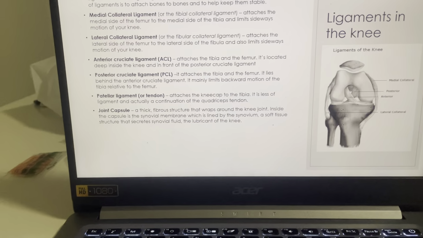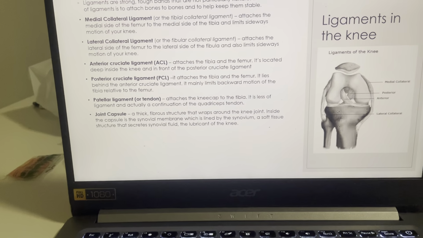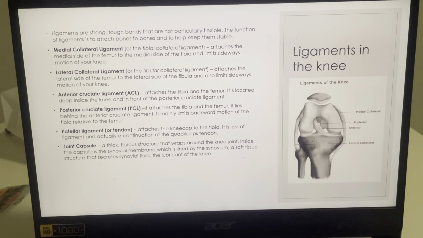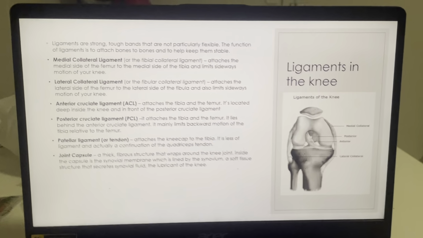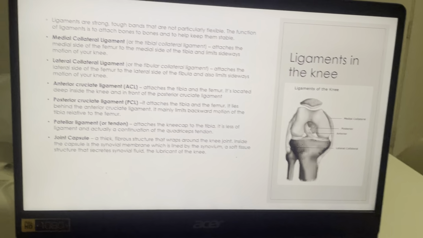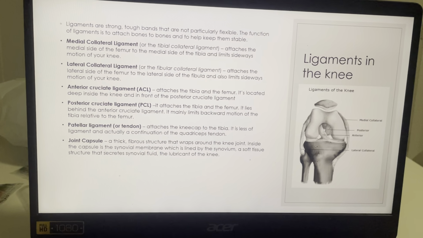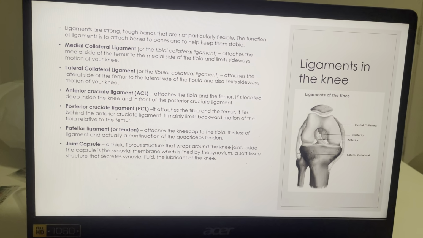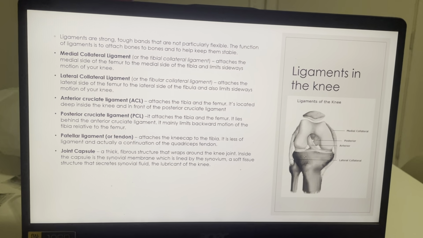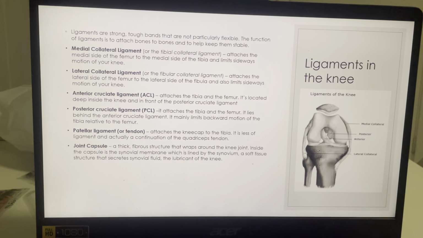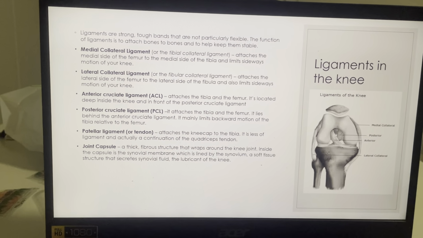Ligaments in the knee. Ligaments are strong tissues that are not particularly flexible. The function of ligaments is to attach bones to bones and to help keep them stable. So we have the medial collateral ligament, the tibial collateral ligament. It attaches the medial side of the femur to the medial side of the tibia and limits sideways motion of your knee. Lateral collateral ligament, the fibular collateral ligament, attaches the lateral side of the femur to the lateral side of the fibula and also limits sideways motion of your knee.